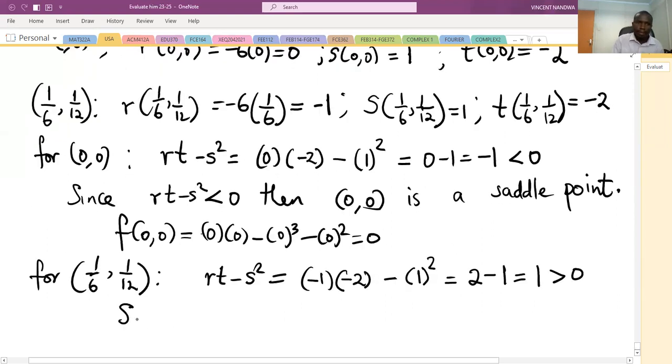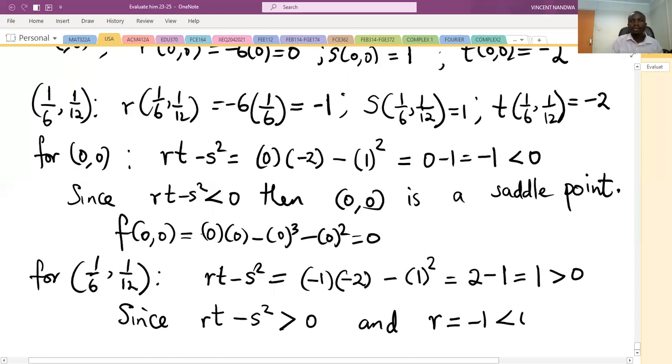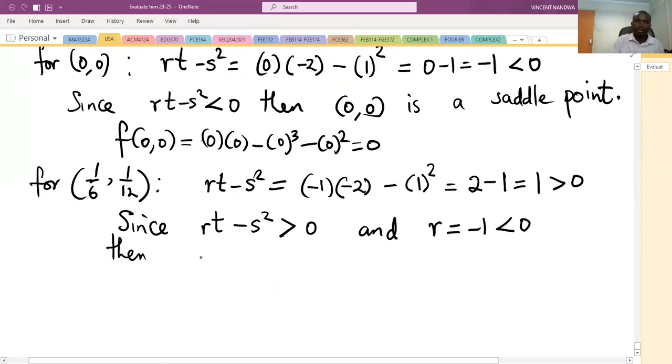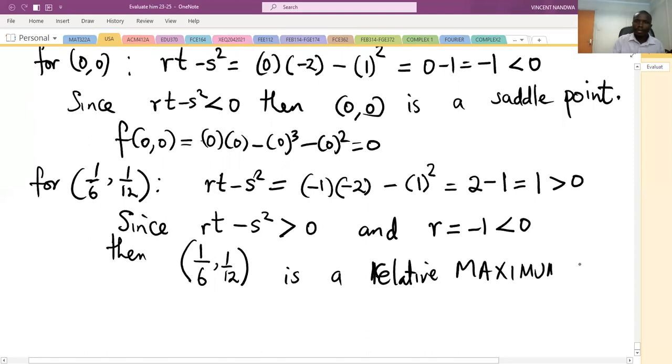So since RT minus S squared is positive, and the value of R, from this calculation, R is negative 1, which is negative, then the point 1/6, 1/12 is a relative maximum point.